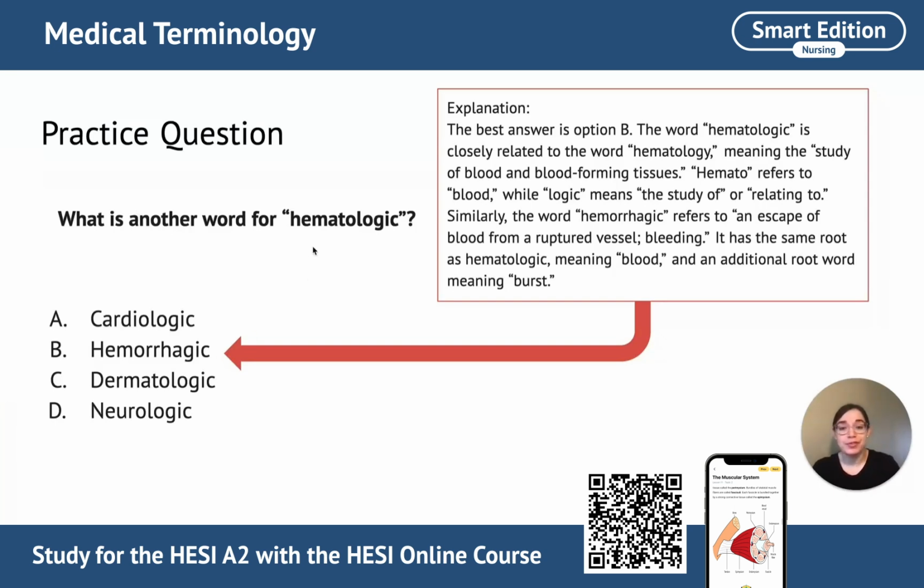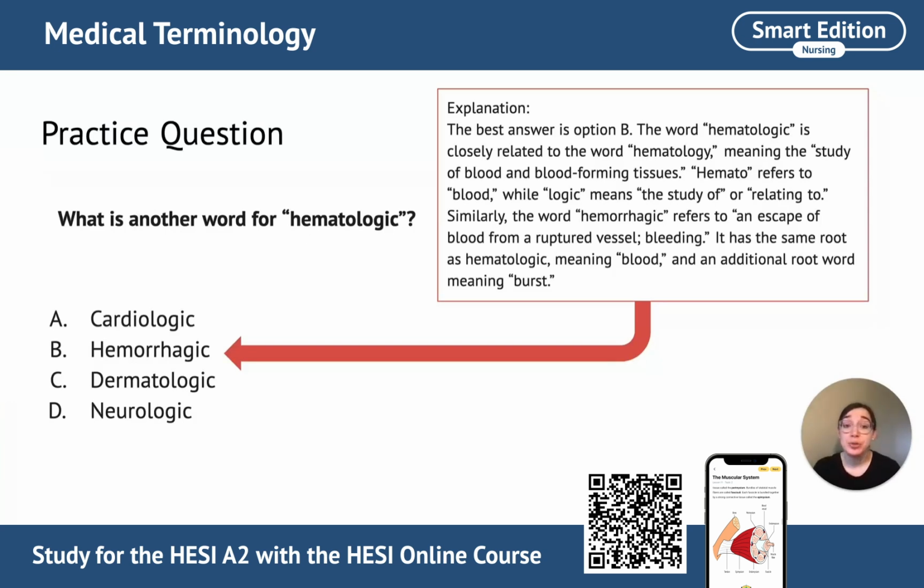So they're both referring to blood or bleeding, and this is what makes this our best answer out of these options. Cardiologic refers to the heart, dermatologic refers to the skin, neurologic refers to the nervous system. So you would hear the word hematologic often related to oncology, actually. Several oncologists specialize in hematology as well.